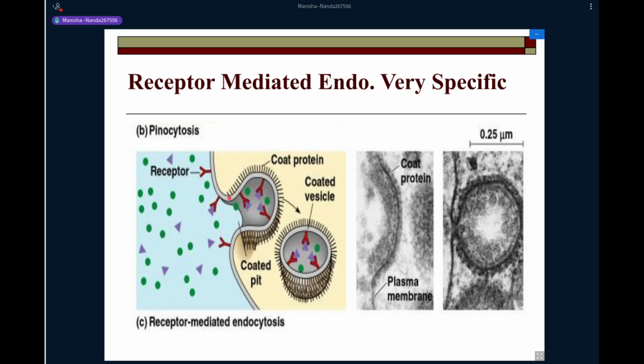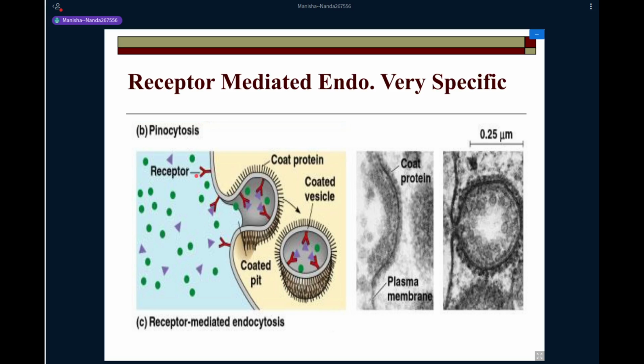Then there comes a specific type of endocytosis which is called receptor mediated endocytosis. It is very specific because any molecule that is endocytosed or moved inside the cell is allowed only through binding of specific receptors. These structures which are present here that are specific to the solute are actually present on the extracellular surface of the membrane. They bind to their specific solutes or molecules they are going to carry.